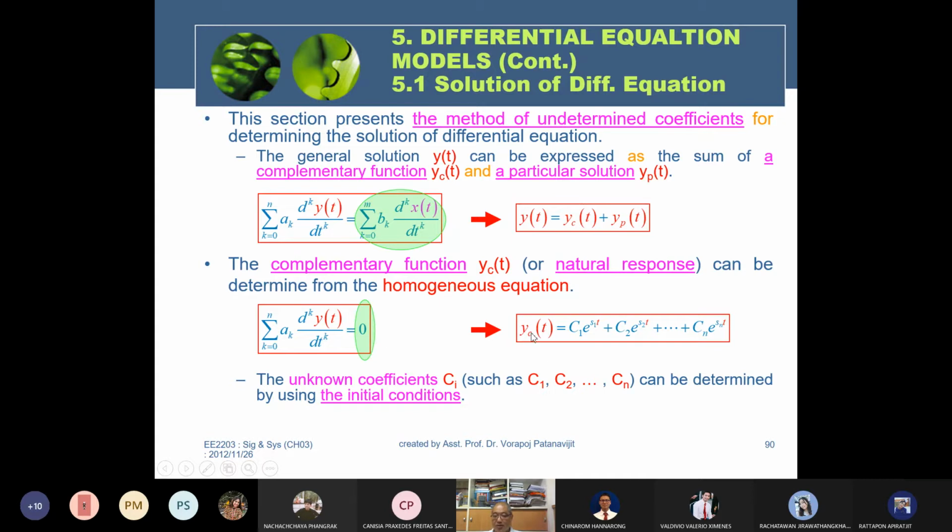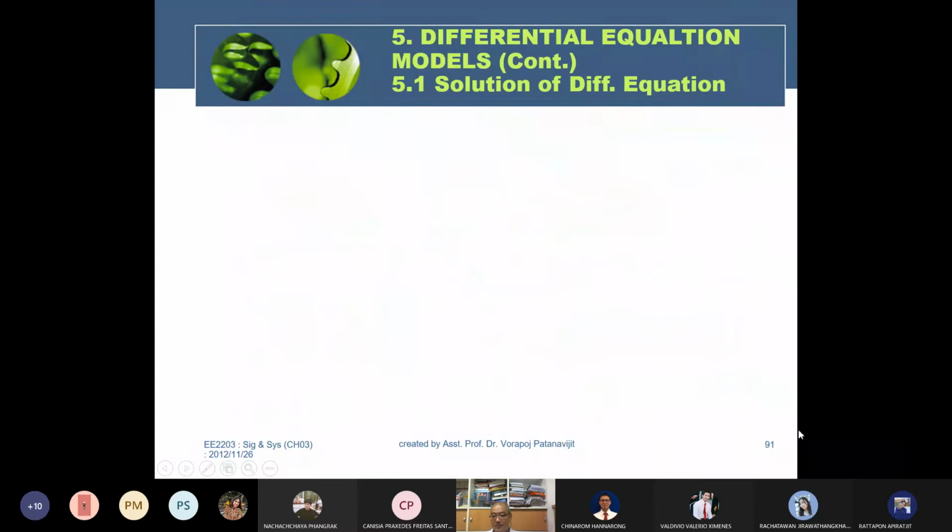For the homogeneous equations, yc can be determined from the characteristic equation that I showed you. The solution is in the form of e^(st): e^(s1 t), e^(s2 t), e^(s3 t), e^(s4 t), depending on how many differential terms you have. If it is order 3, you have 3 terms. If it is order 5, you have 5 terms. C1, C2, C3 to Cn are unknown coefficients that you can determine by using the initial conditions.